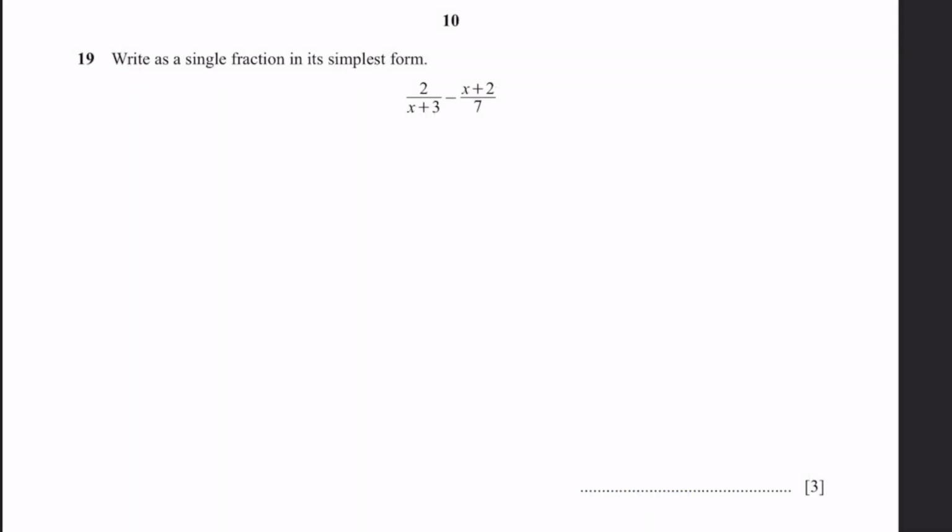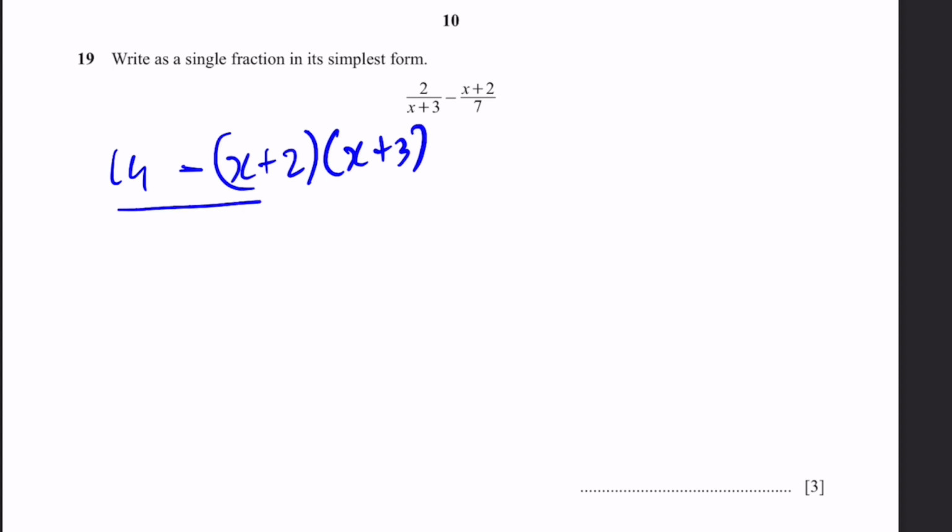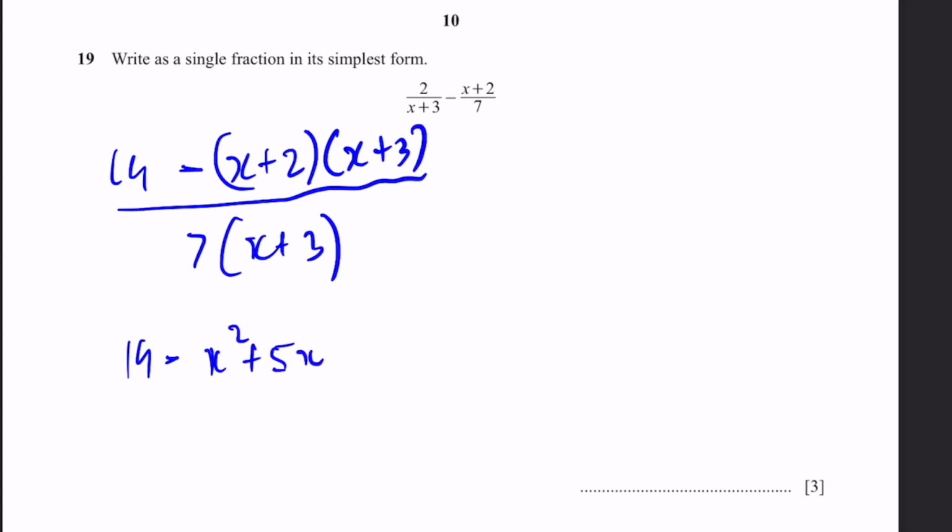Question 19. Write as a single fraction in simplest form: 2 by x plus 3 minus x plus 2 by 7. To do this, we need to make the denominators the same. So that'll be 14 minus x plus 2 into x plus 3 by the full denominator, which is 7 into x plus 3. Why is it 14? Because 2 into 7 is simply 14. So 14 minus x squared plus 5x plus 6 by 7x plus 21.